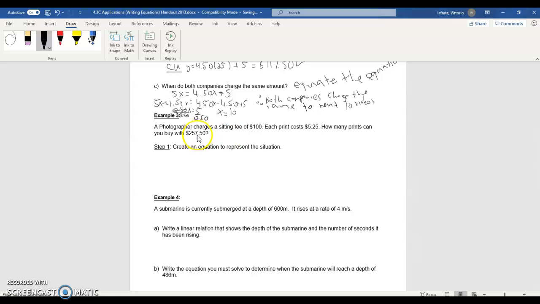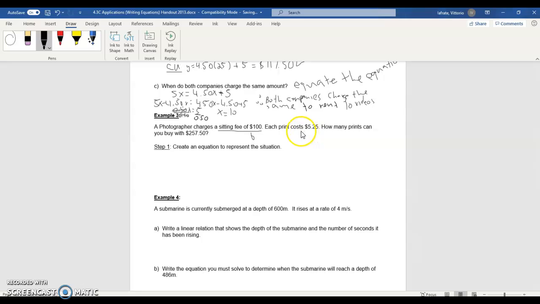Okay, example 3. A photographer charges a sitting fee of $100. Each print costs $5.25, so $5.25. How many prints can you buy with $257.50? So our first step is going to be to, first of all, understand the question, and then to define our variables, or identify our variables. So there's a sitting fee. This is our flat fee here. This is our B.